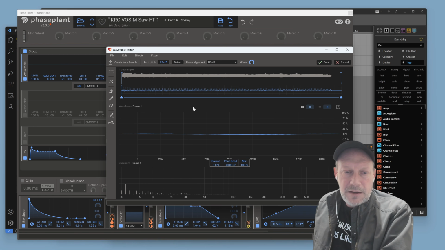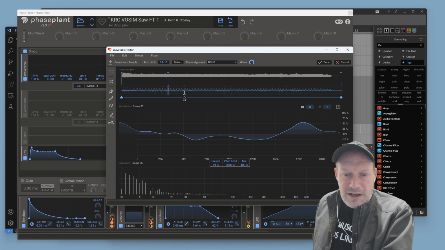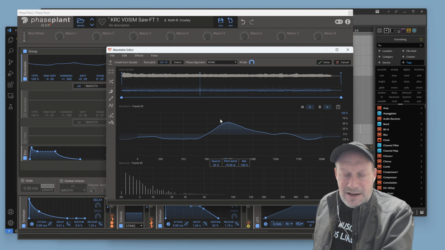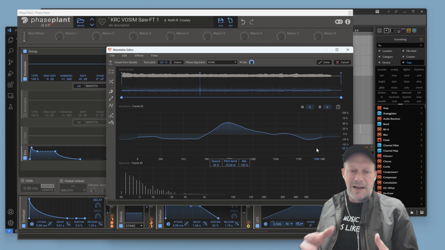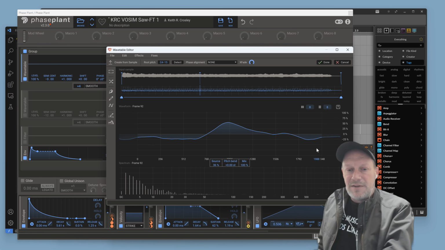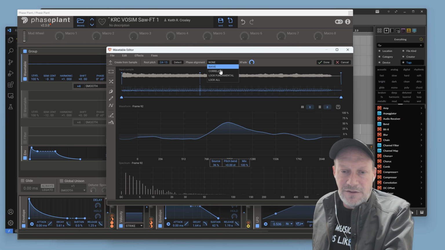And what Phaseplant does is it reads the sample in, and then it creates the frames of the wavetable for us. Now, one thing that Phaseplant does really well is it extracts cycles from the waveform and puts them in the wavetable. And it gets the momentary pitch quite right. But there's more than just getting the pitch of each cycle right. There are phase problems that can happen. And so there's a bunch of different phase alignment options.